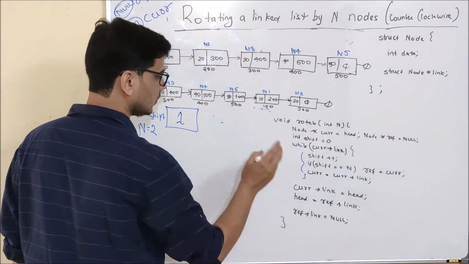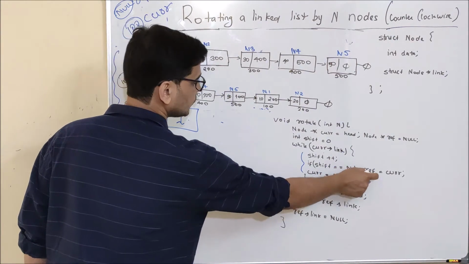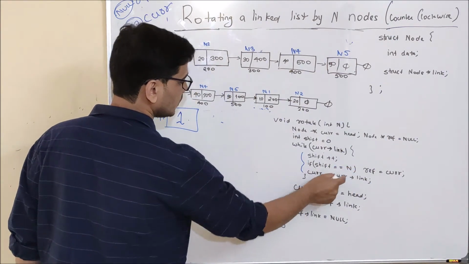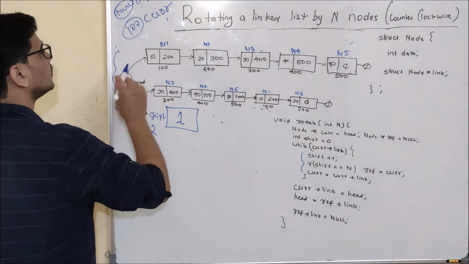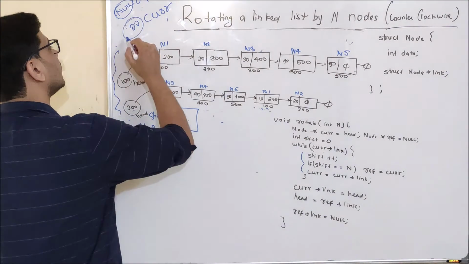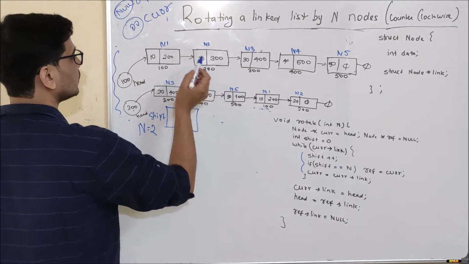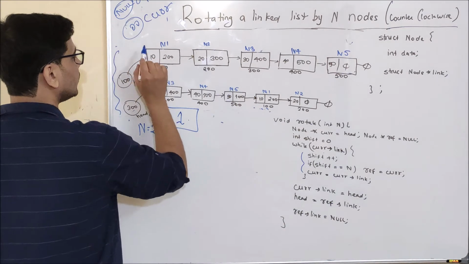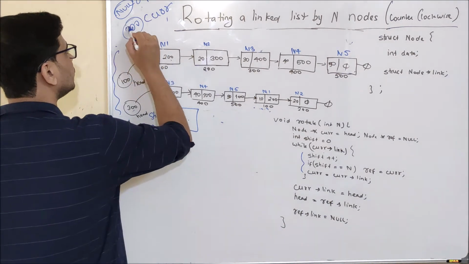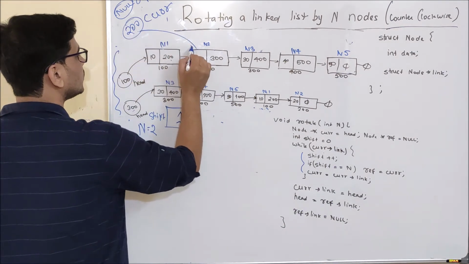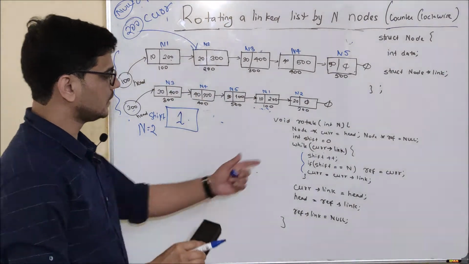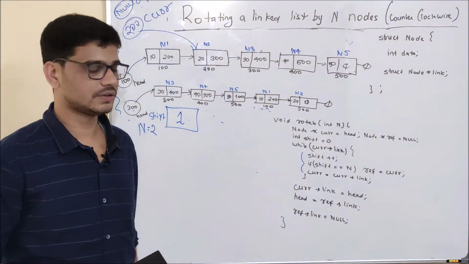Is shift and n equal? No. So this condition will be false, this line will not execute and current will be shifted. So current will become current dot link. Right now current is 100 and its link part is 200. So current will become 200, it will start to point to node 2. And again this while condition will be checked.